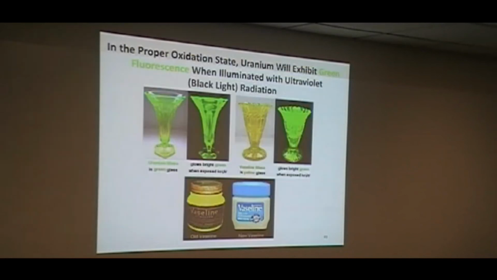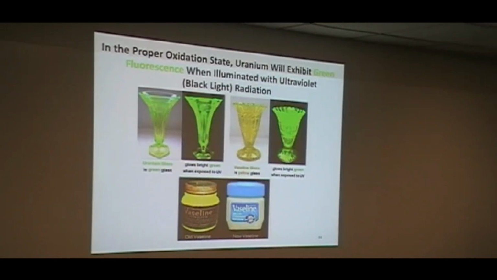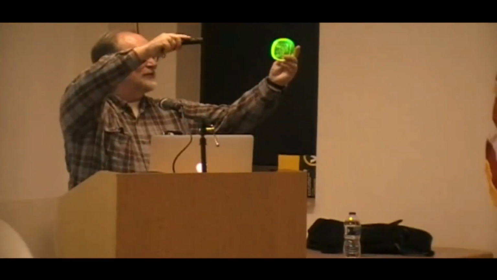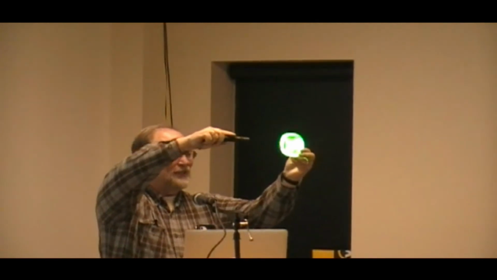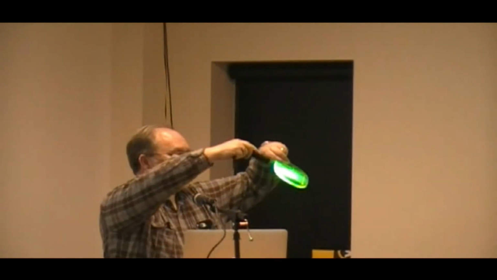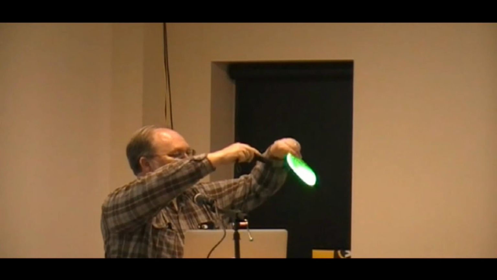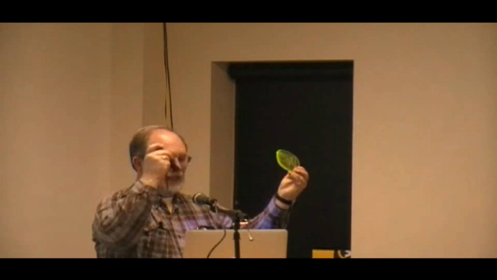Well, it turns out that in a particular oxidation state of uranium, it will have a bright green glow when you hit it with this black light. Okay, we have examples. This is a uranium glass. This is a common, ordinary light, not doing anything. And you see it nice and bright and green. That's the luminescence from the uranyl cation in there.